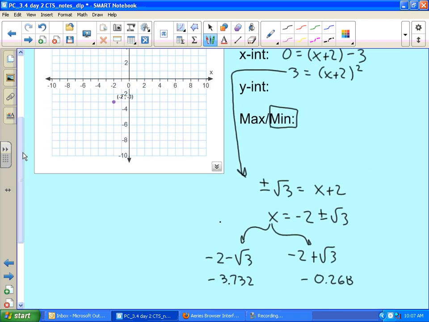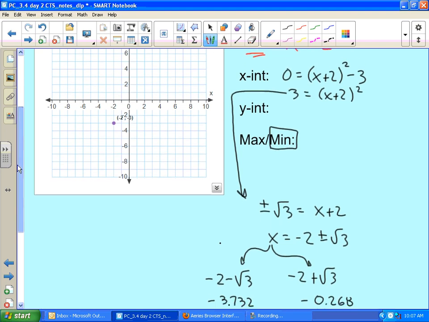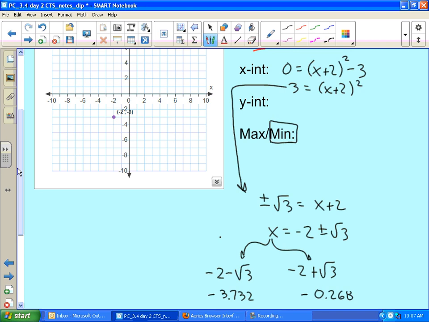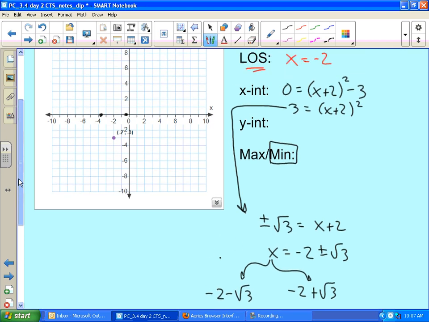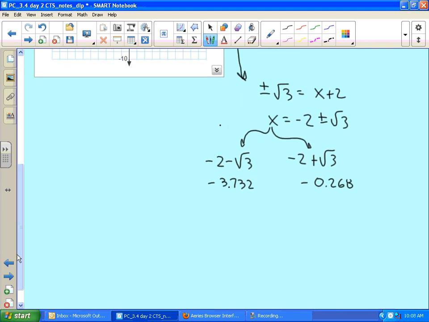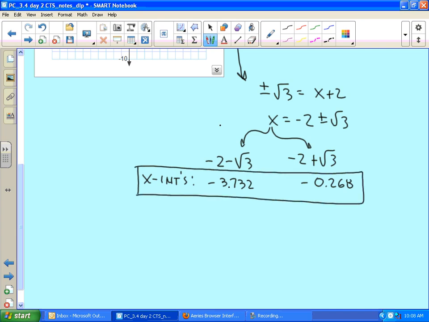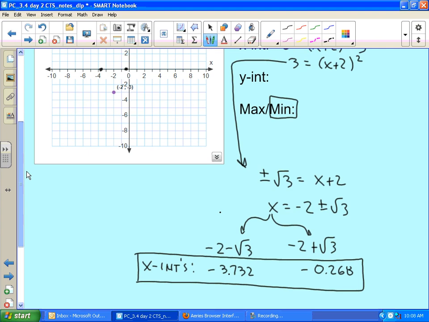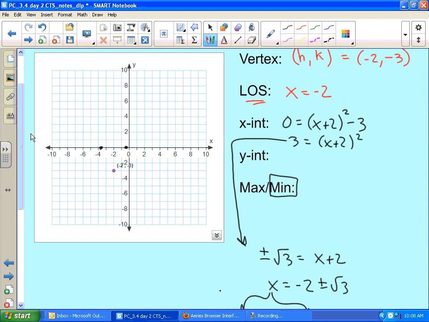But negative 3.7 and roughly negative 0.3. So negative 3.7 looks about right there. Negative 0.3 looks to be about right there. Those are my x-intercepts. Those x-intercepts are equal to those two things. Okay. Great, great. Y-intercept.